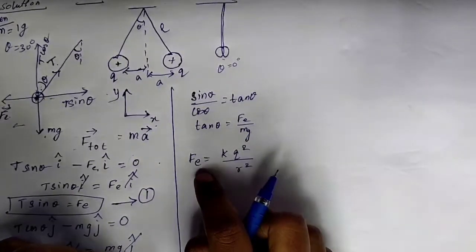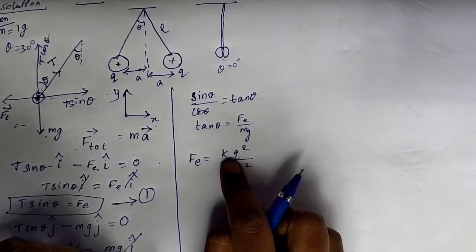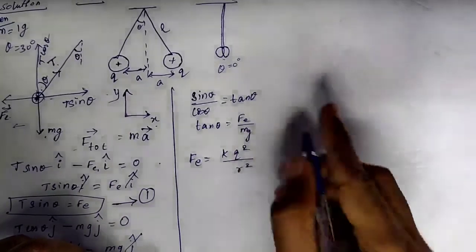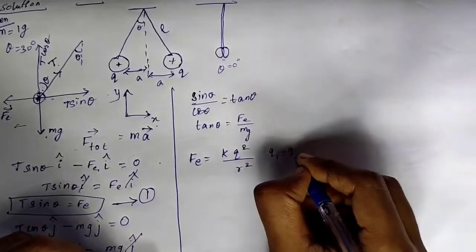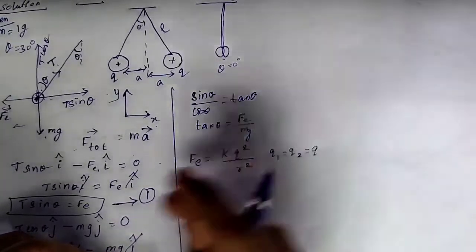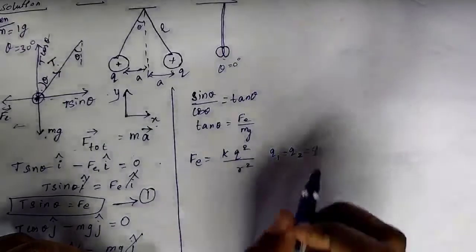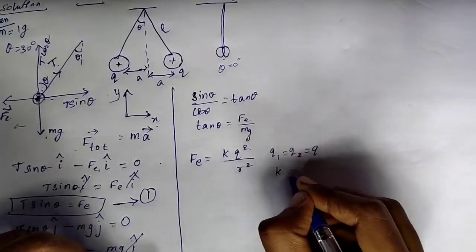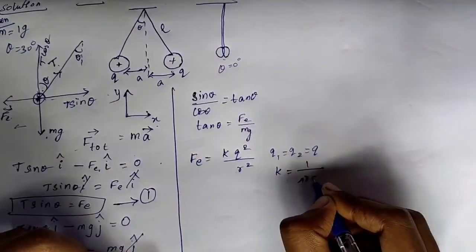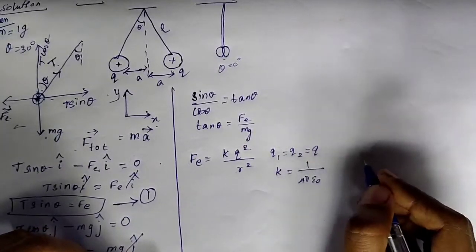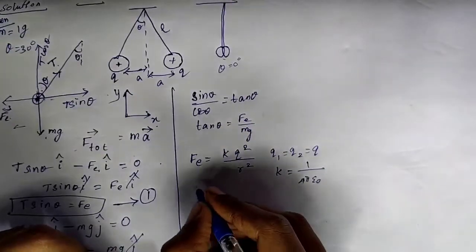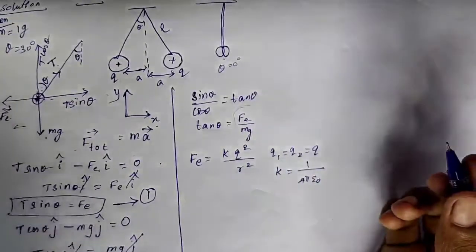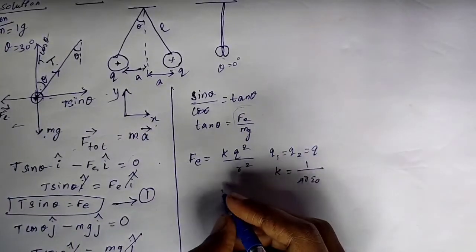Clear? What is the formula for Coulomb force? 1 by 4 epsilon naught, which is k, q1, q2. Here the two charges are equal, which means q1 is equal to q2. It's written as q. So instead of q1, q2, I am going to use q and r square. K is equal to 1 by 4 pi epsilon naught, which is nothing but 9 into 10 power 9. Here it is not needed. That is our Fe. So for Fe I am going to use this.